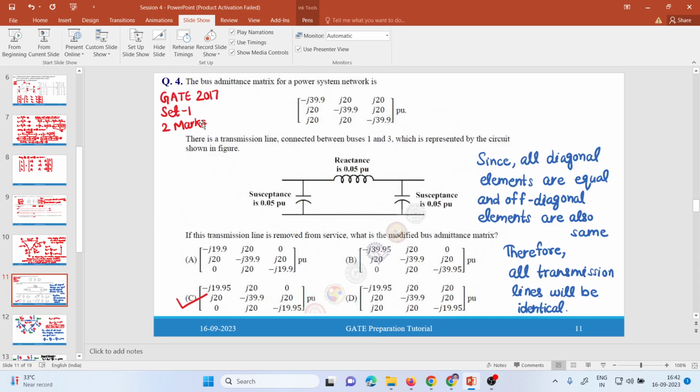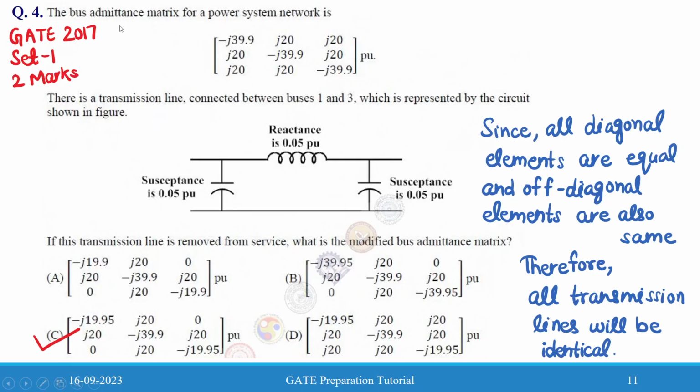This problem is from GATE 2017, 2 marks. In this question, the bus admittance matrix for a power system network is given below. There is a transmission line connected between bus 1 and 3, which is represented by the circuit shown in the figure. If this transmission line is removed from service, what is the modified bus admittance matrix?